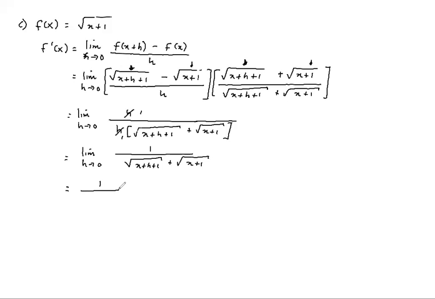You have 1 over the square root of x plus 1 plus the square root of x plus 1. This is 1 over 2 square root of x plus 1. You can add them because they are the same. And that's how you get the limit there.